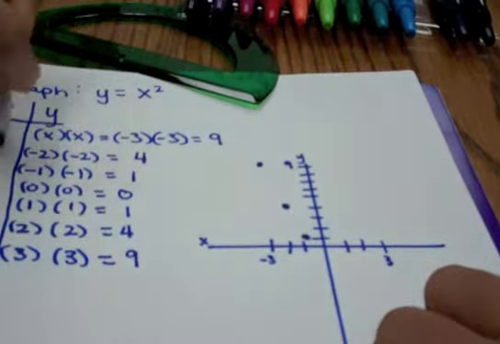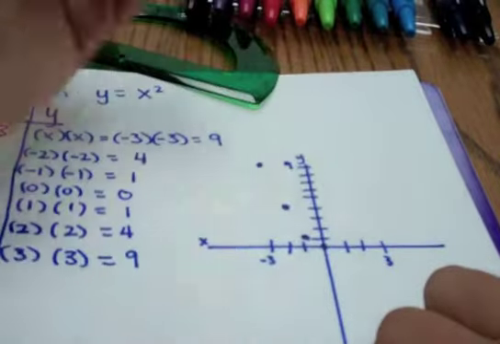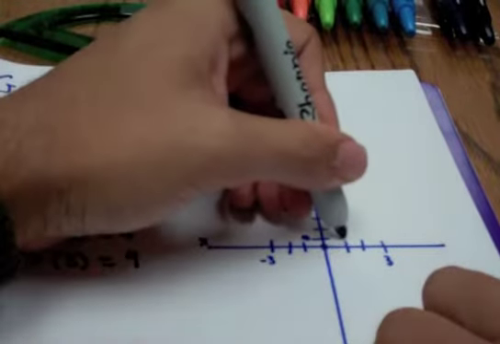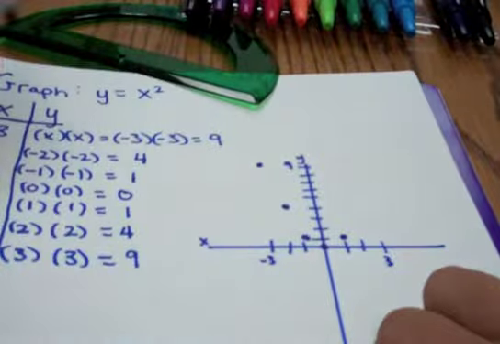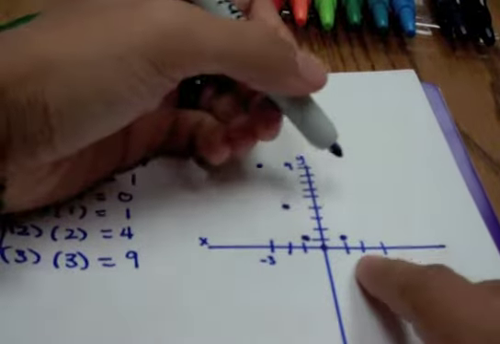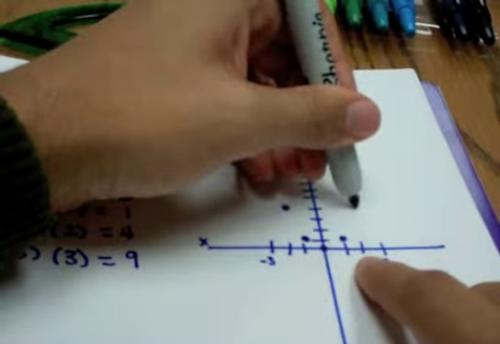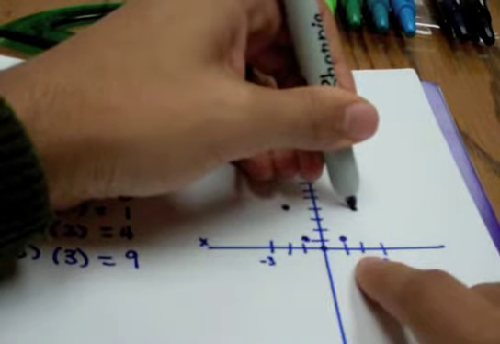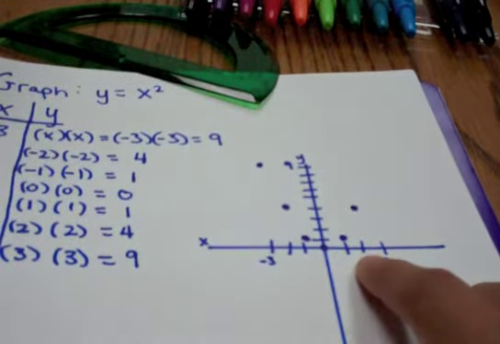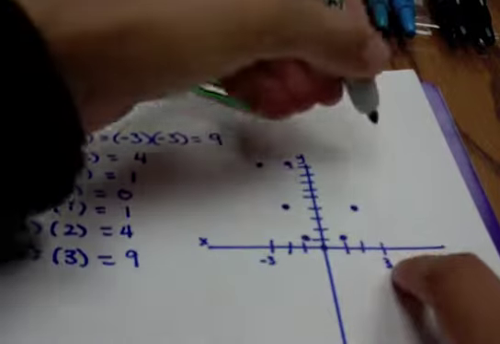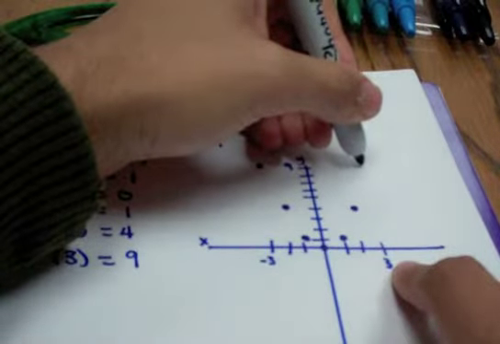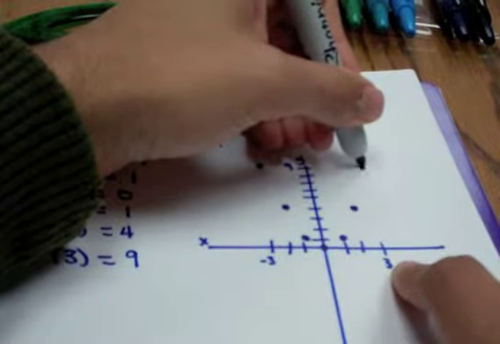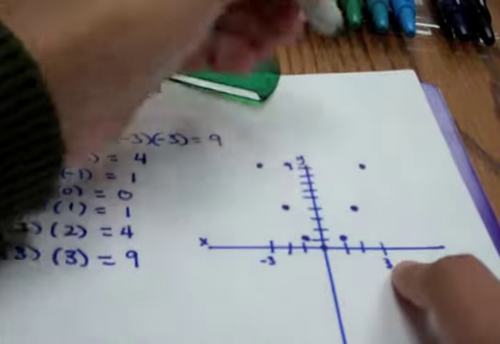0, 0, it's going to be right here. 1, 1 should be there. 2, 4, it's going to be right about there. And 3, 9 should be about there.